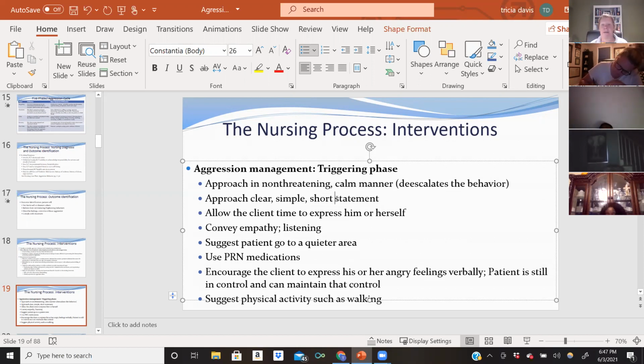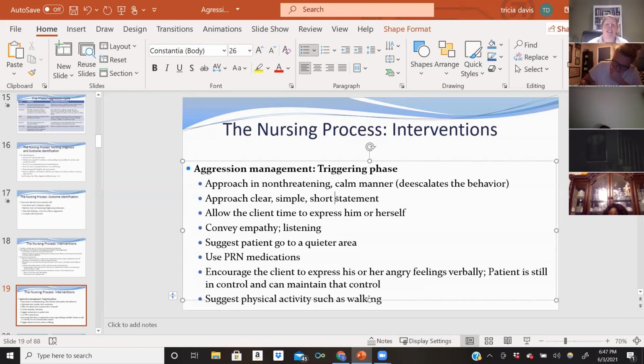We can always suggest that the patient go to a quiet area. It gives you time to talk, and maybe the patient feels embarrassed. It'll take him away from other people, and it ultimately keeps other people safe. If you have to, you can use those PRN medications. Some patients know that they need to take medications when they feel that way, and they'll take them. Some of them are very much against it. So you want to offer them, but during this triggering phase, this is not where we would mandatorily make someone take a medication or give them a medication through an IM route. We could just offer them.